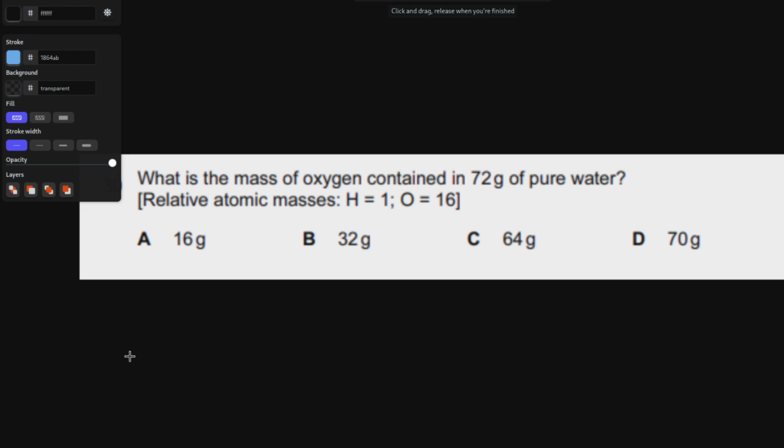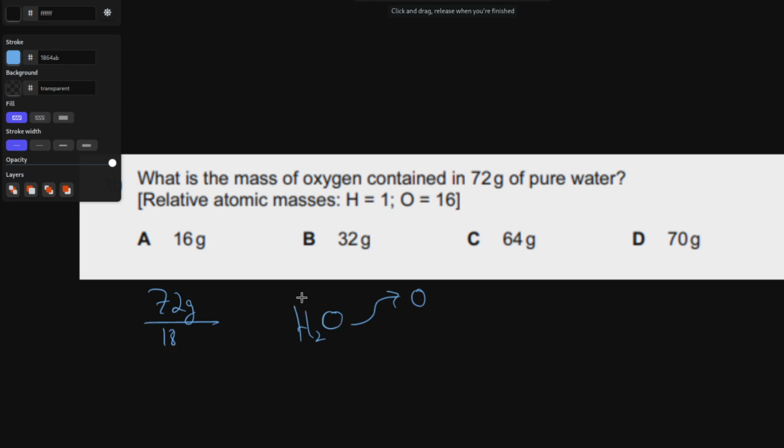Okay, so in order to solve this, we first need to figure out how many moles of pure water are there, right? Because we want to figure out how many moles of oxygen, and how much mass of oxygen, will be there in H2O. So we need to figure out that, right? So let's find how many moles of water are there. 72 grams of water is present and the Mr of water is 18.